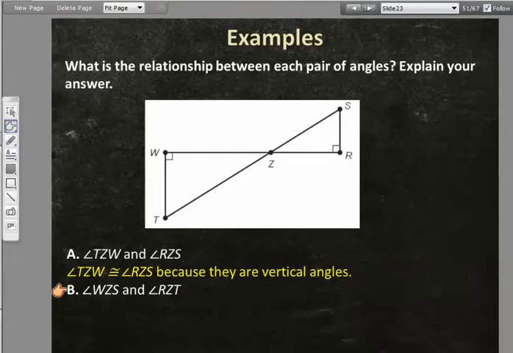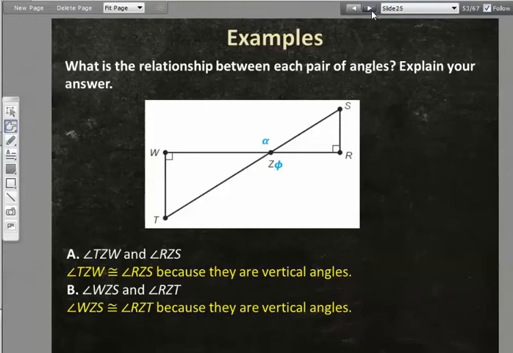Part B says, what's the relationship between angle WZS and angle RZT? And again, I put the little symbols in there to help you see the angles. They're talking about this angle up on top and this angle here on bottom. And again, those are vertical angles, so we're going to bet they're going to be congruent. And that's exactly what the answer key told me: angle WZS is congruent to angle RZT because they are vertical angles.